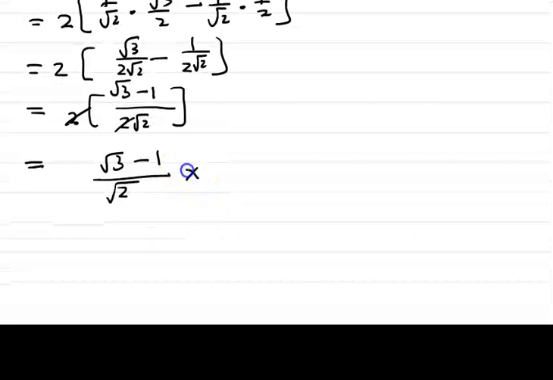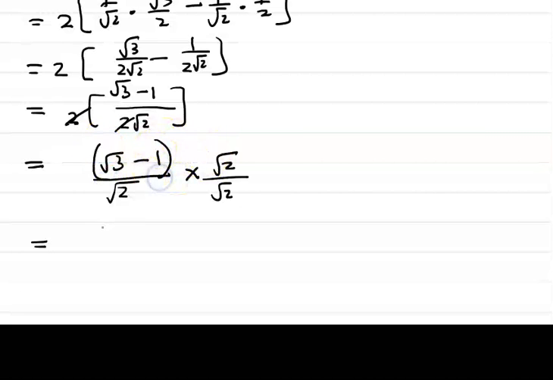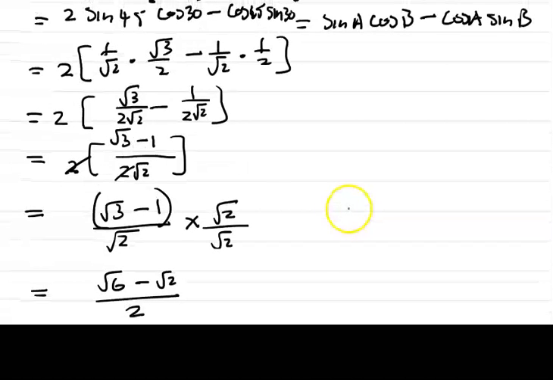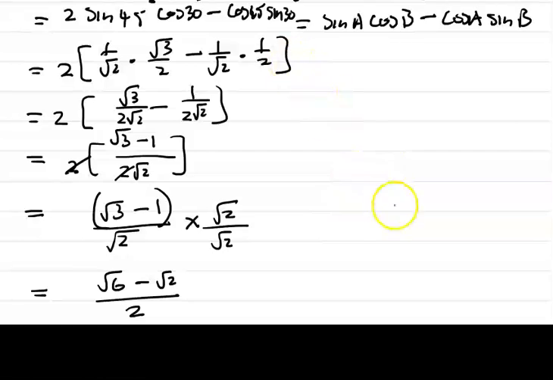Now if I want to rationalize this denominator, remember we multiply by root 2 over root 2, which equals 1. If I take that into the brackets, I'll end up with root 6 minus root 2 all over 2. And as you can see, that is now equal to the right hand side. Now, just a word of advice, if you get stuck in a test and you forget your special angles, you can double check using your calculator.